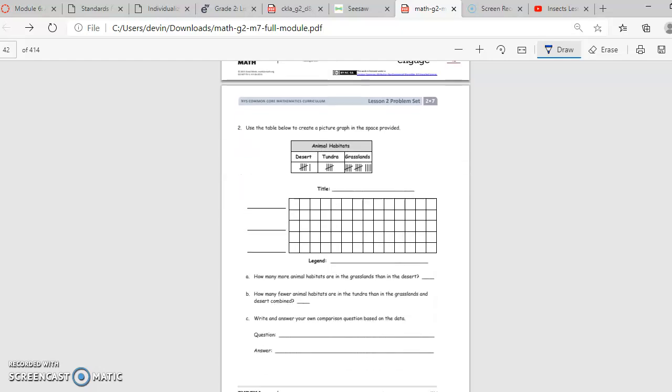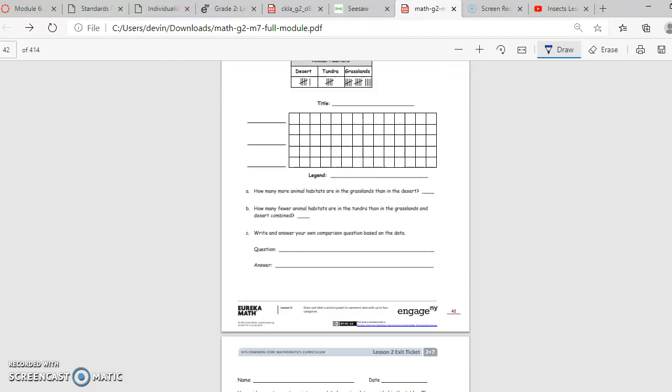Page 2 of the problem set is the same idea. The title will come right from here. The 3 options will come from here. You're just going to have to count the tally marks instead and do it this way. Okay, so you're doing it rows this time instead of columns. You're doing side to side. And don't forget your legend that 1 circle equals 1 animal, and then answer the questions, the same thing.